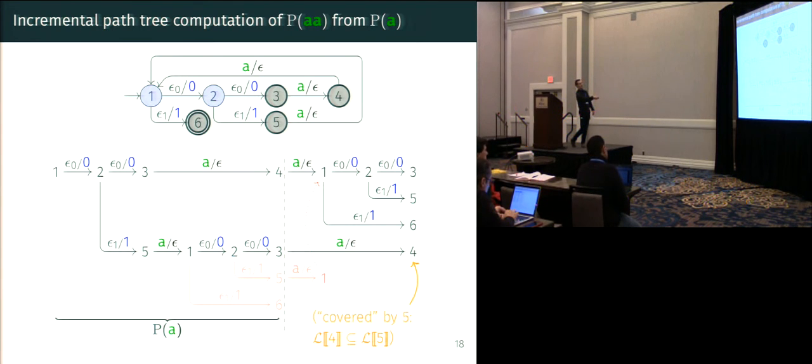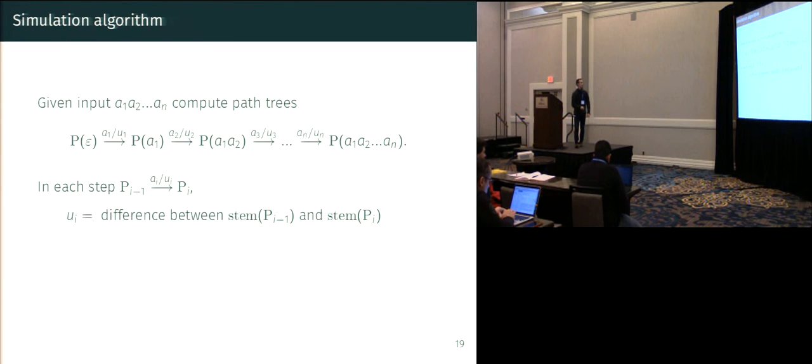And it should be noted that since checking for this property subsumes checking regular language containment, this check is PSPACE-complete to do. So to recap, the simulation algorithm successively computes path trees for longer and longer prefixes of the input, and in each step it checks to see if the stem of the path tree has become longer, and in that case it outputs the new parts of the longer extension of the output.